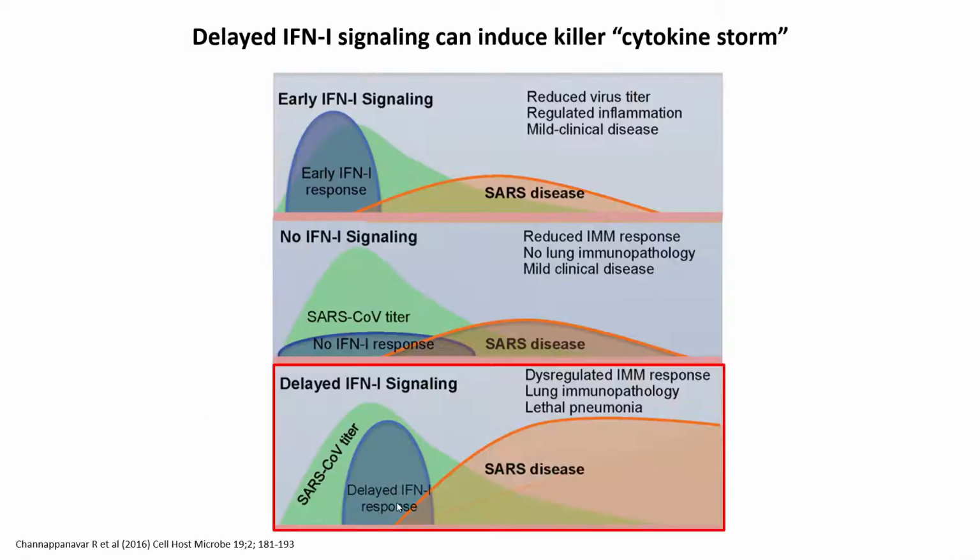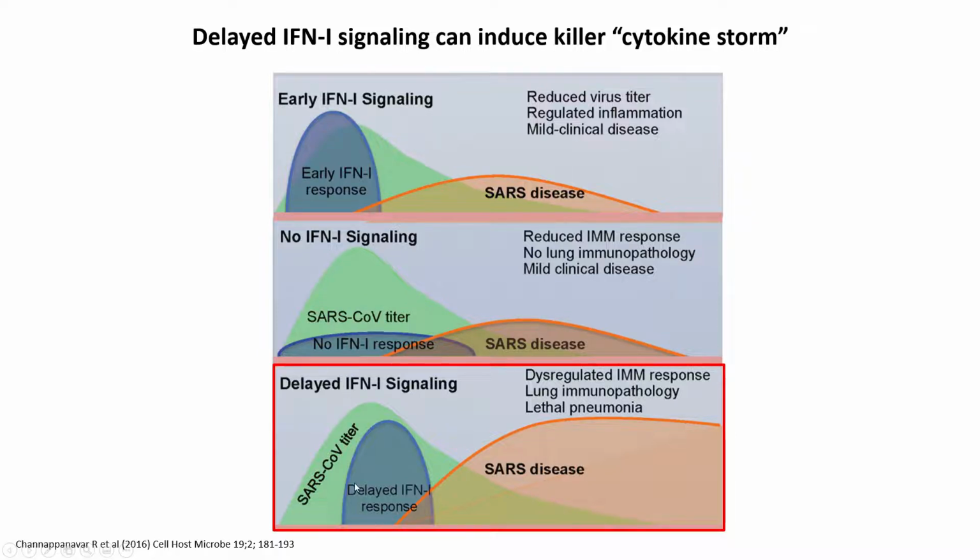So let's take a look at this. Here, in SARS, what has been shown is that if you have early interferon signaling, you have a reduced virus titer, regulated inflammation, and a mild clinical disease. So in patients who are given interferon, or injected with it, at the very onset of the disease, at the very beginning, they may not have a full manifestation of the disease. On the other hand, there are patients with no IFN signaling, and they do have a weak, or suppressive, immune system. Now remember that, they may not have a disease as well.